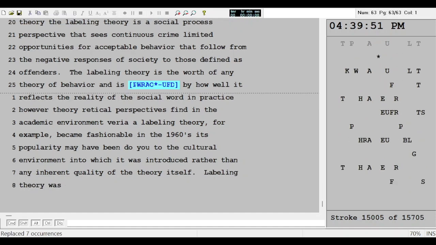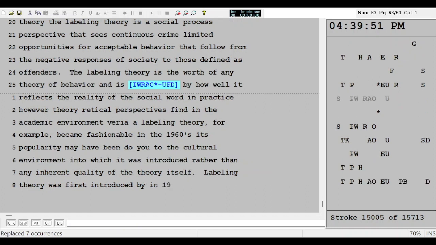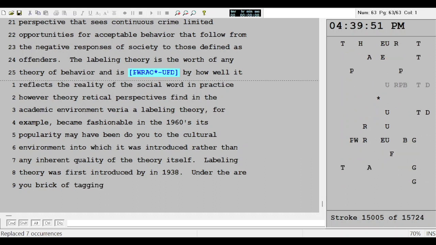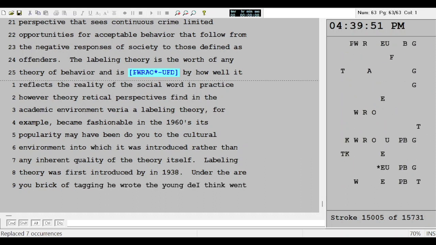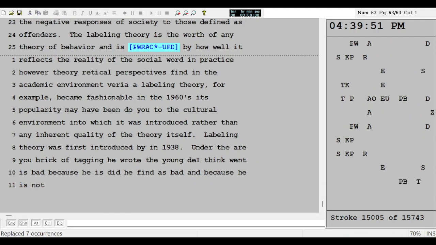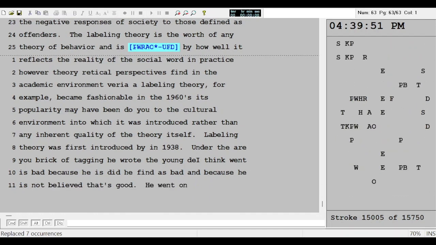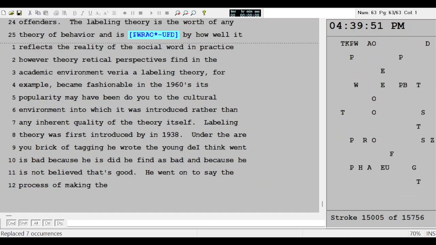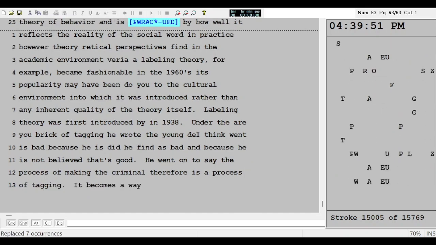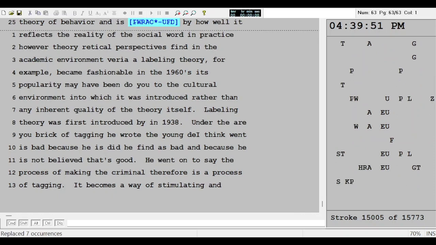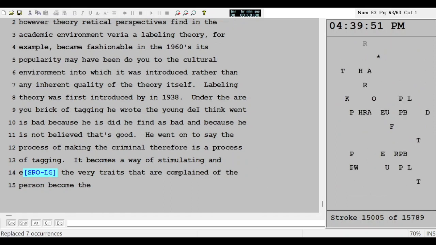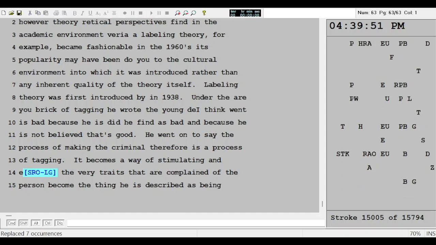Labeling theory was first introduced by Frank Tannenbaum in 1938 under the rubric of tagging. He wrote, "The young delinquent becomes bad because he is defined as bad and because it is not believed that he is good." He went on to say, "The process of making the criminal, therefore, is a process of tagging. It becomes a way of stimulating and evoking the very traits that are complained of. The person becomes the thing he is described as being."